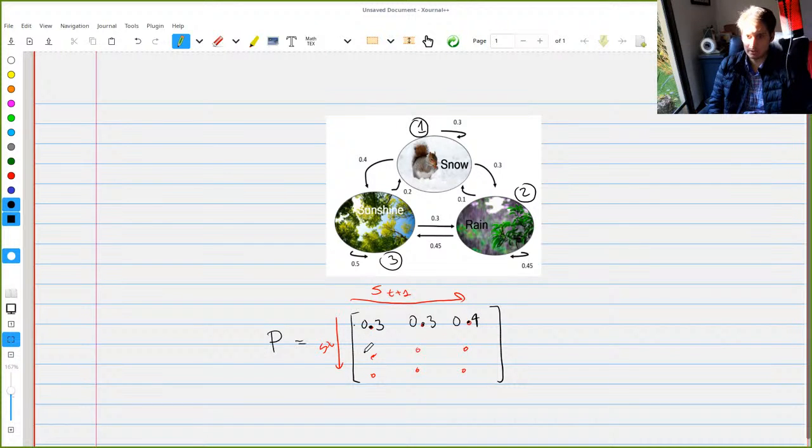Then, if I am in the state 2, that means rain, which is the probability of going to the state 1? 0.1. Then, to go into the state 2? 0.45. And then?